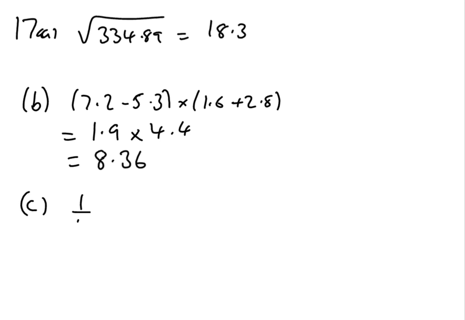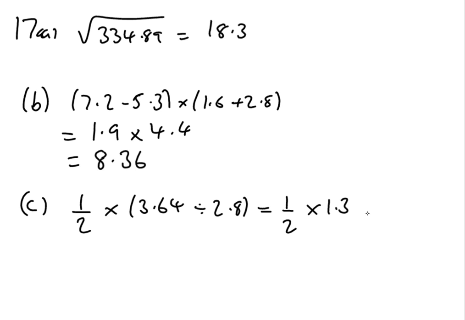Part C, it's a half times by 3.64. I think that's a divide. And divide by, just have a look again. Yeah, that looks like a divide. So the first thing I'd advise is that you work out what the bracket is. So we're then saying a half times 1.3. Now when you times something by a half, in effect you actually just half the number. So you could times by a half if you wanted. But your answer then is 0.65.